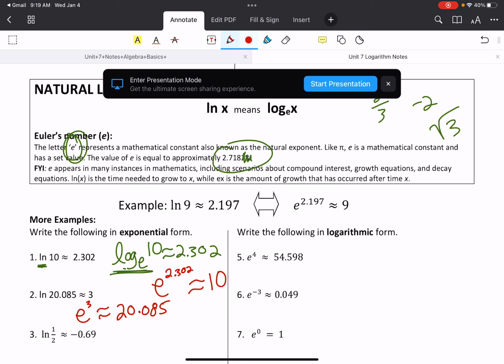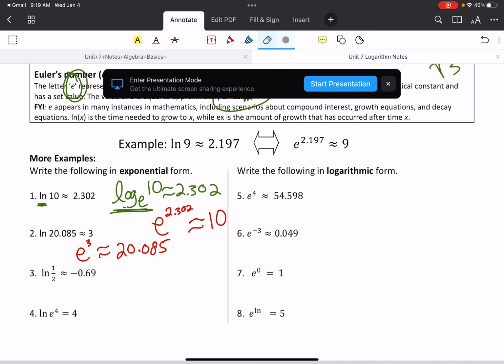Couple more? Or you guys can try some on your own. What do you think? Couple more? Okay. So, ln of E, we'll get there. E to the negative 0.69 is about 1/2.